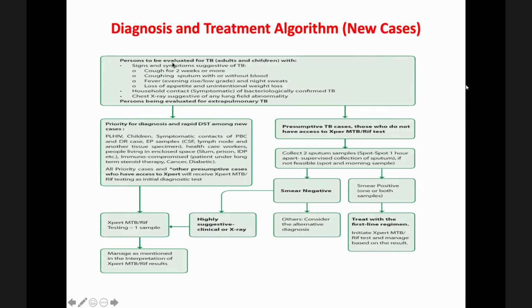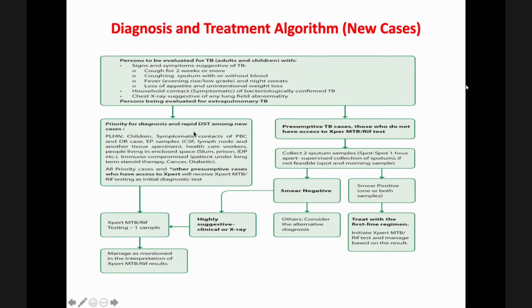So this is the diagnosis and treatment algorithm for the new case. Persons to be evaluated for TB are adults and children with signs and symptoms suggestive of TB: if the patient has a cough for 2 weeks or more, coughing sputum with or without blood, with an evening-rising low-grade fever with night sweats, loss of appetite and unintentional weight loss, a household contact symptomatic of a bacteriologically confirmed TB case, chest X-ray suggestive of any lung abnormalities, as I told, and persons being evaluated for extrapulmonary TB.